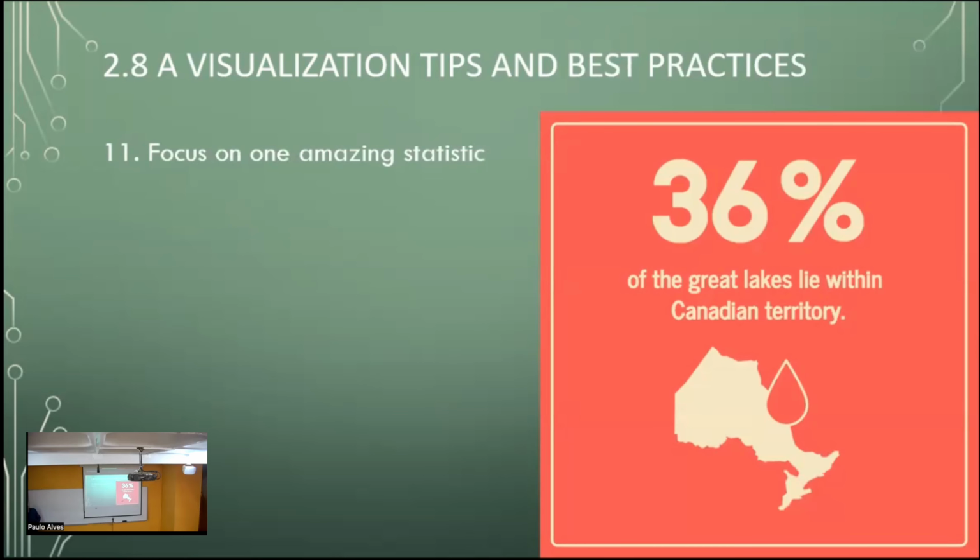Another tip: focus on the amazing statistics. So if you have a great number, you have to use that number to your advantage. In this case, 36% of the Great Lakes are in Canada. Okay, I don't know if Trump knows that, but okay, this is a big number. We can use it for our own benefit.